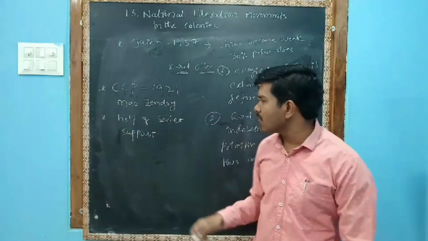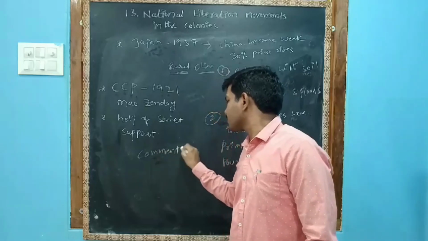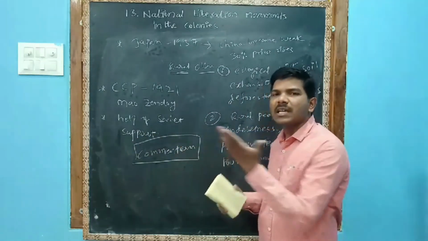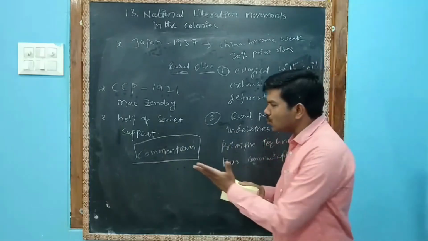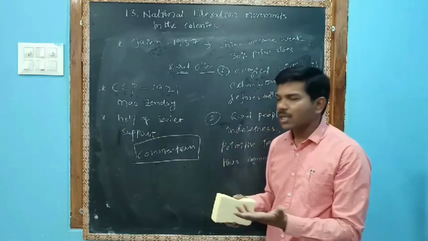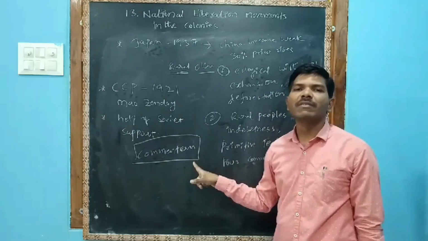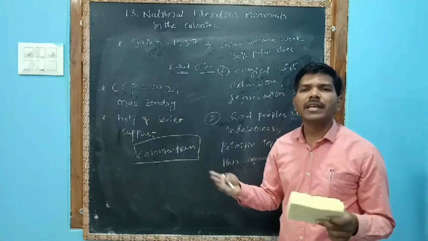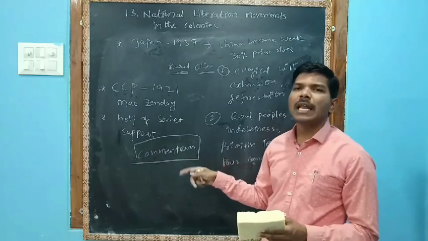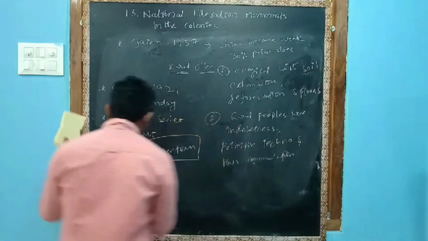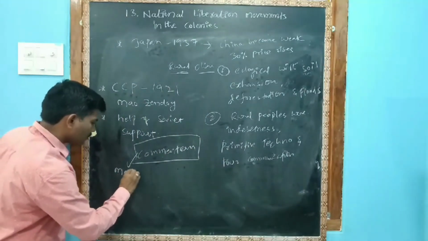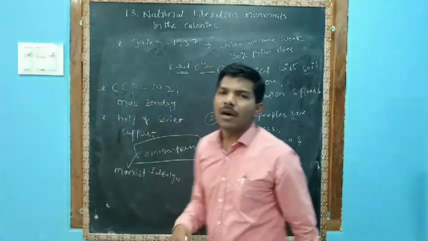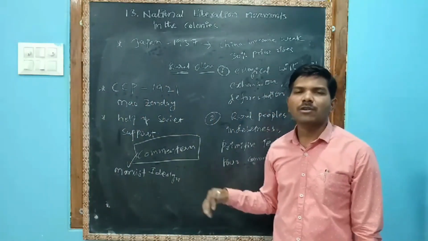Lenin established one Comintern. What is Comintern? It was an international organization. If any country wanted to set up a communist kind of government, the Comintern would support it. For example, India: if Indians wanted to establish a communist government, it would give its support. This Comintern helped many countries, and they followed Marxist ideology, Karl Marx's ideology. The Comintern is also called communism.